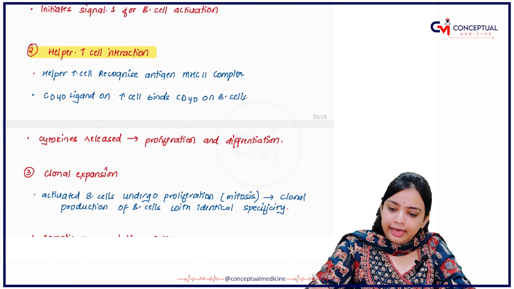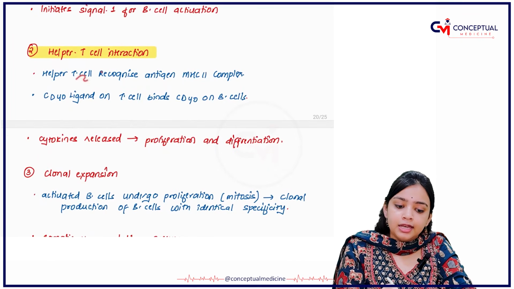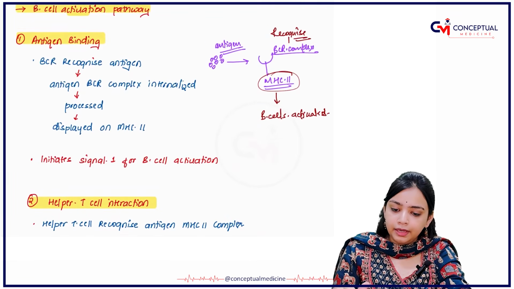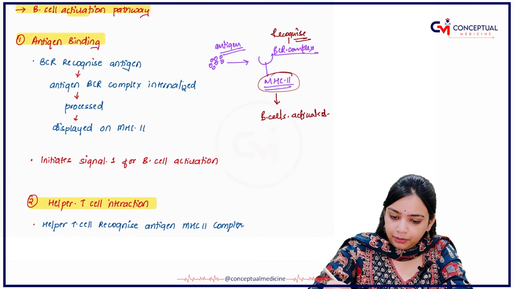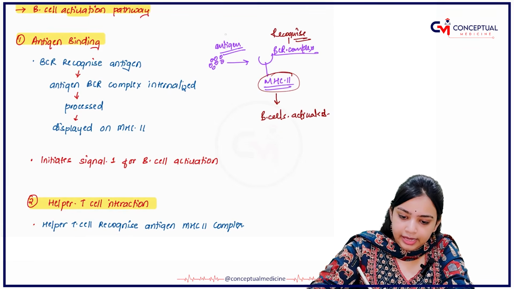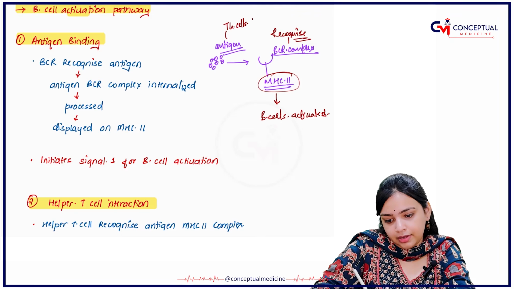Second is the helper T cell interaction. These helper T cells basically recognize the antigen on the MHC2 receptor. The antigens that are there on the MHC2 receptor, these helper T cells recognize it.